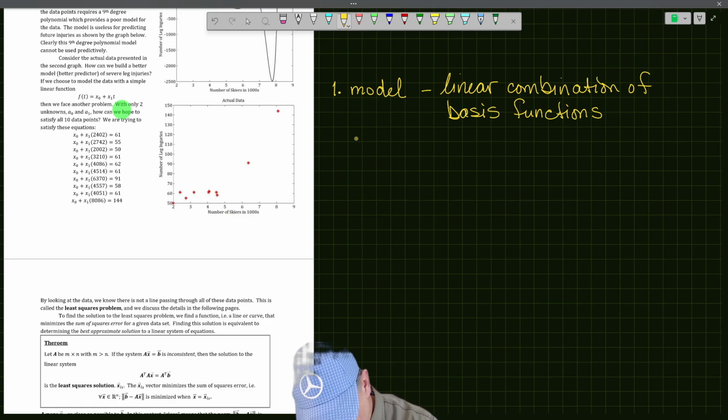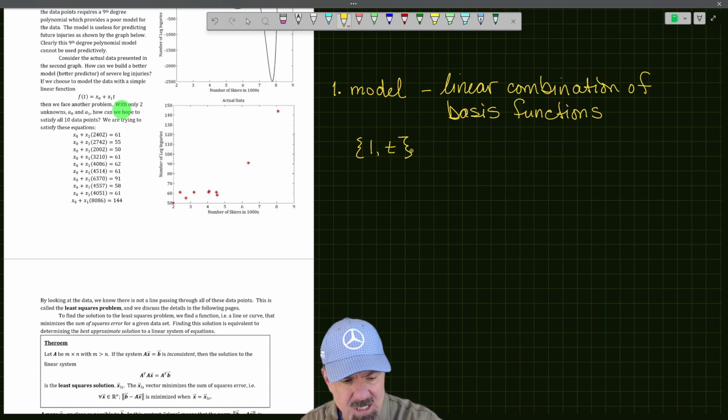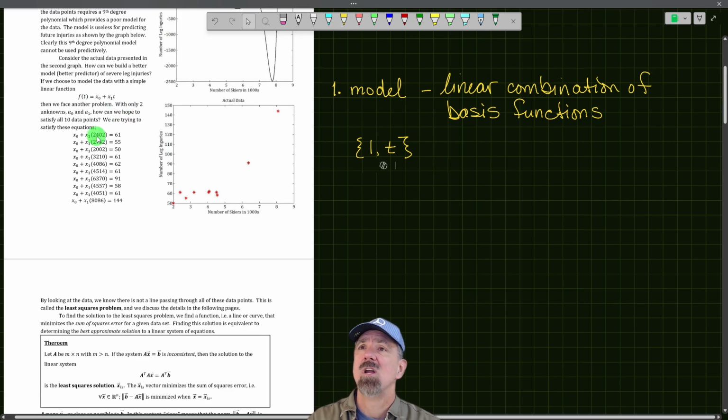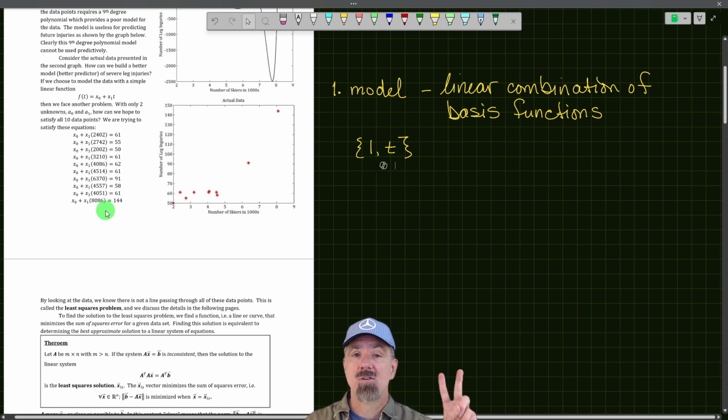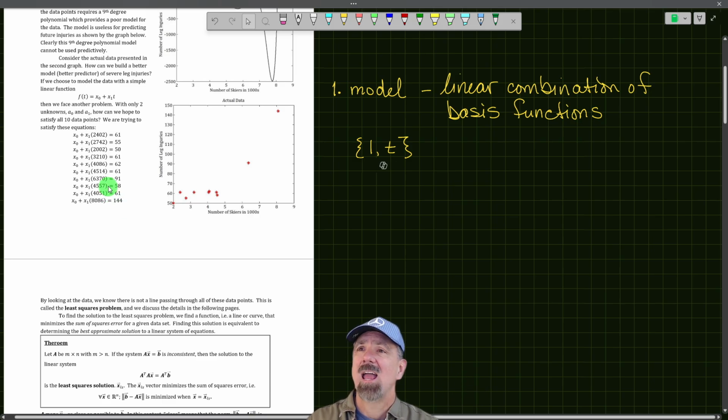We have our most straightforward model, which has only two basis functions, 1 and t. And we are using those. We build these 10 equations. We have 2 degrees of freedom in our model. We have the constant term and the coefficient, and we have set up 10 equations. Obviously, there's no line that goes through these points. There is no solution to this problem.